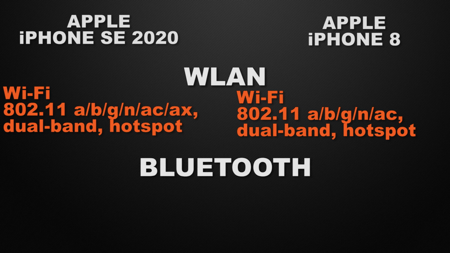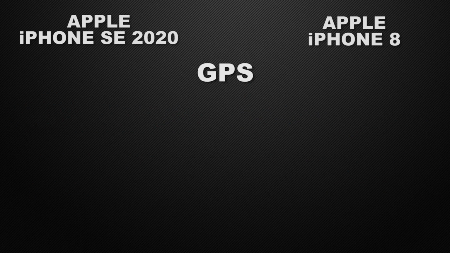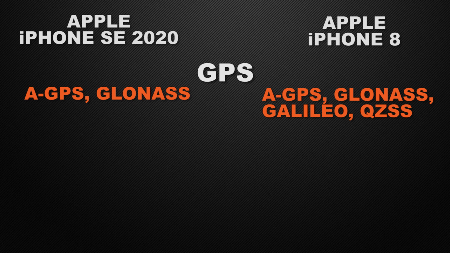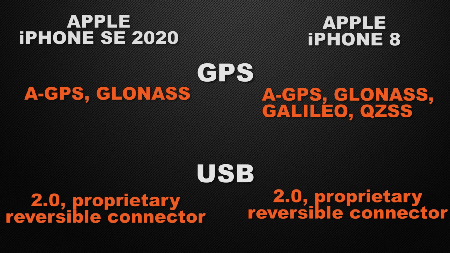And about the Bluetooth of the devices, both the devices have 5th generation Bluetooth. So it's a tie here. Let's talk about the GPS of the devices. iPhone SE has AGPS and GLONASS. iPhone 8 has AGPS, GLONASS, Galileo and QZSS. So the winner here is iPhone 8 because of the extra chips. And about the USB connector of the devices, both have a second generation proprietary reversible connector, so it's a tie here.